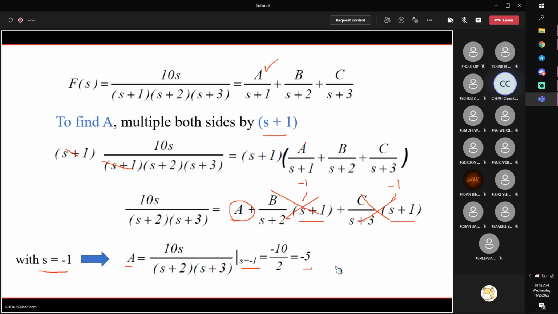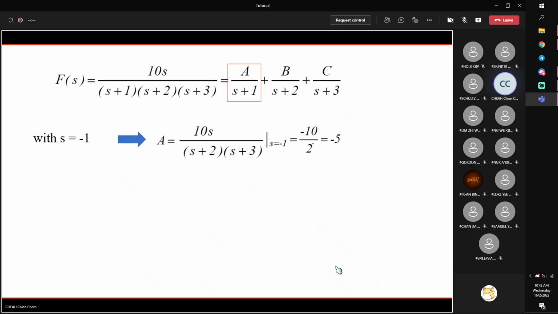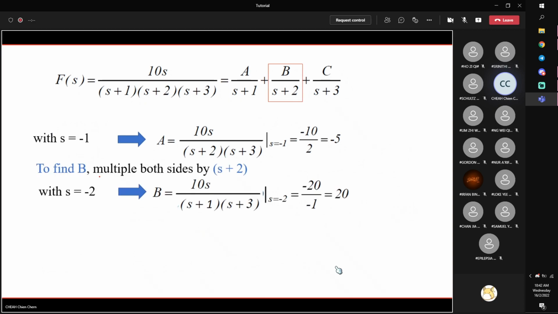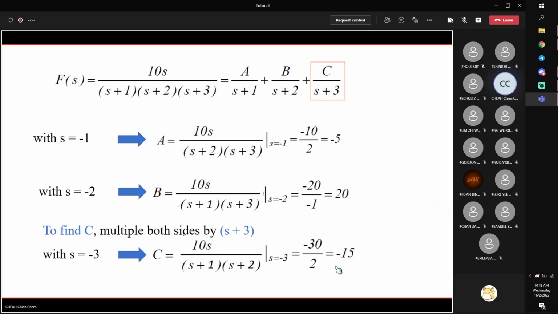Now, if you understand this concept, then you know that to find B, you multiply both sides by s plus 2, so that you only have B, then A and C will disappear. After you substitute s equal to -2, these terms will be cancelled out also because you multiplied by s plus 2, and you only have this term. Put s equal to -2, you can get B directly. Lastly, to find C, multiply by s plus 3, put s equal to -3, you can get C equal to -15.